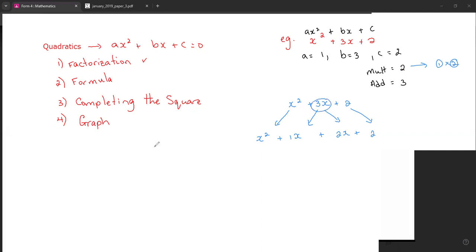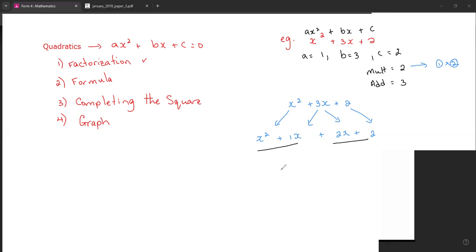So I broke up the middle term, and now we have 4 terms. And anytime you have 4 terms, remember you have to do the factorizing by grouping. So we're going to follow through with those rules. Pair up my first terms, pair up my second terms. I'm going to factorize the first pair.